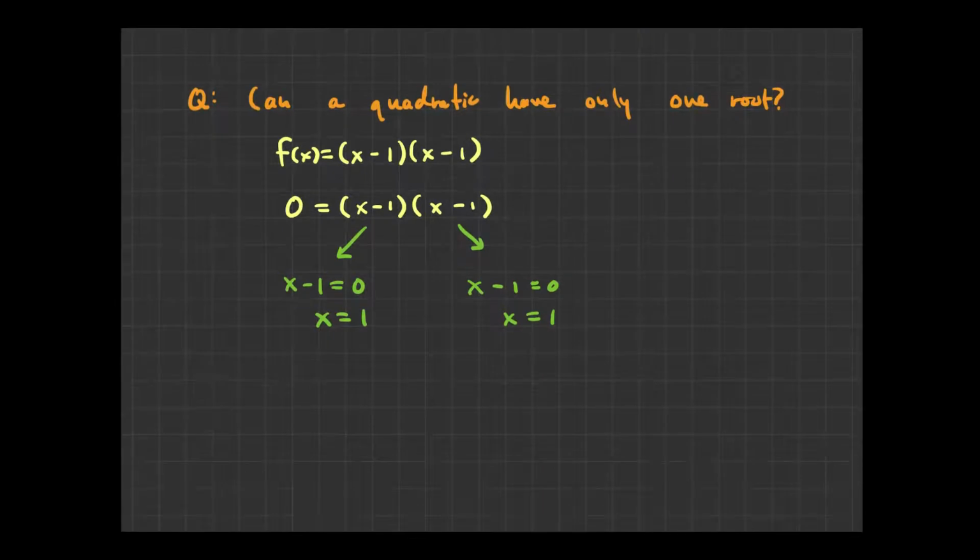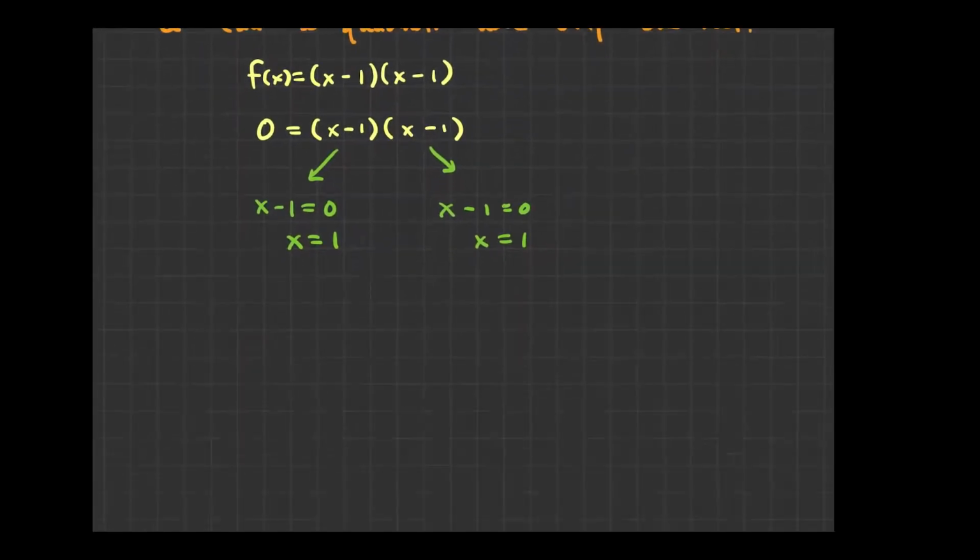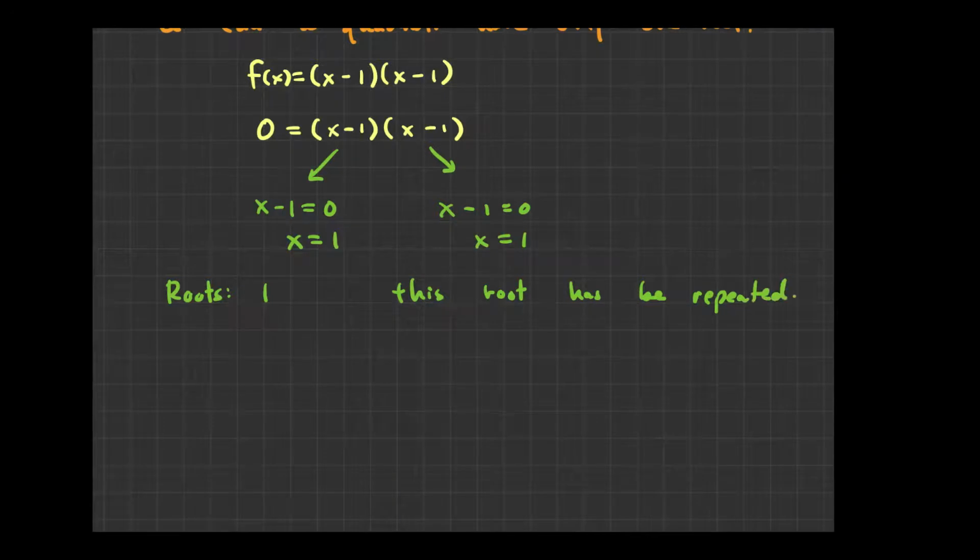So here we actually have a root that has been repeated. We have a repeated root. So our roots here are just 1. Okay? And we can say that this root has been repeated. Okay?